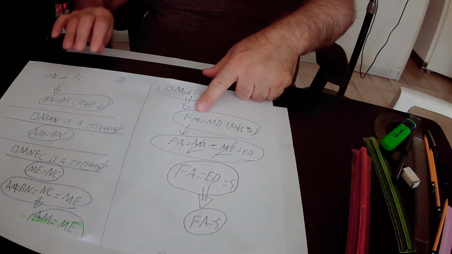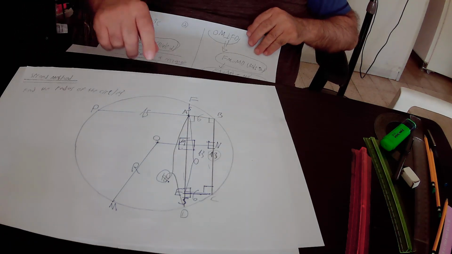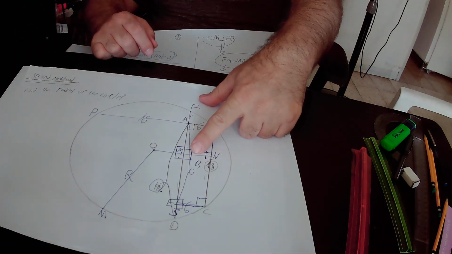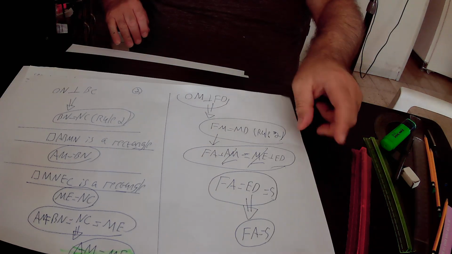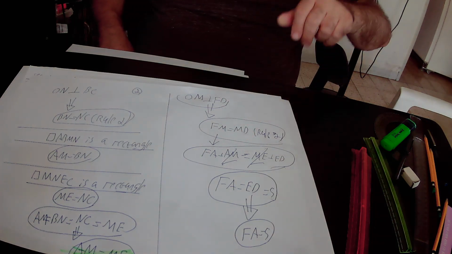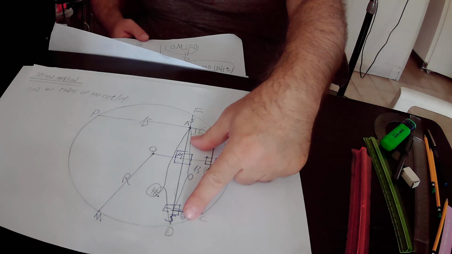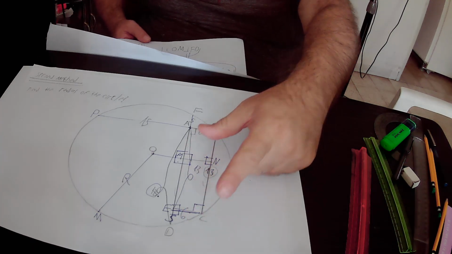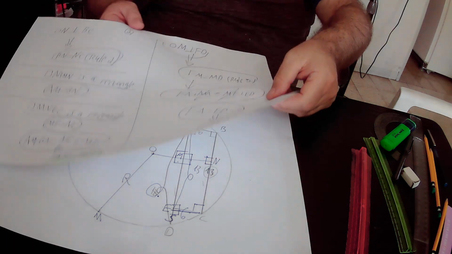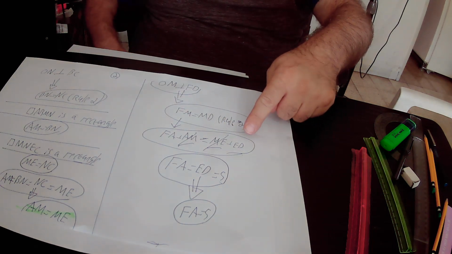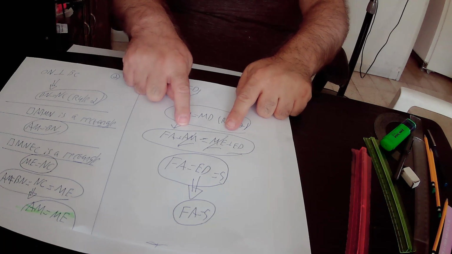So what is the value of FM? It is very easy to say from the drawing that FM equals FA plus AM. So we can substitute FM by FA plus AM, and it is equal to MD. What is the value of MD? MD equals ME plus ED. Here we substitute MD by ME plus ED. So those two expressions are equal to each other.